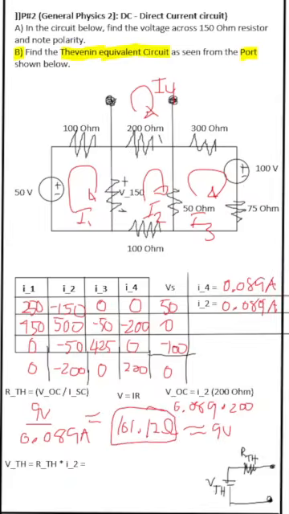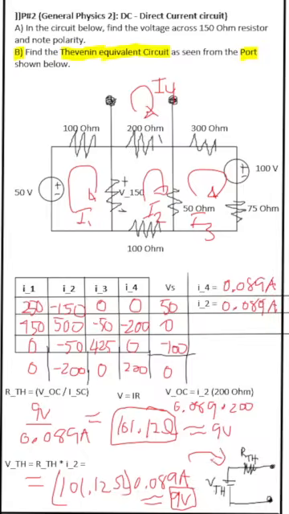Okay, and then now if you want to check it again, you can find the Thevenin voltage, which is using that 101.12 ohms, and you multiply it by the 0.089 amps, and you will get exactly 9 volts. And it's described by this image below, and you can see it.